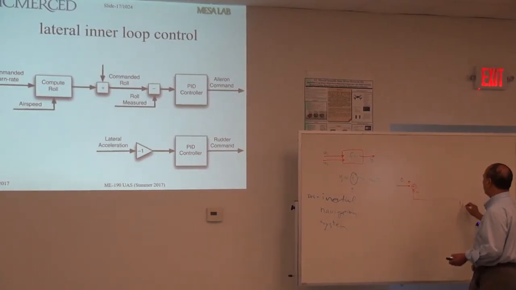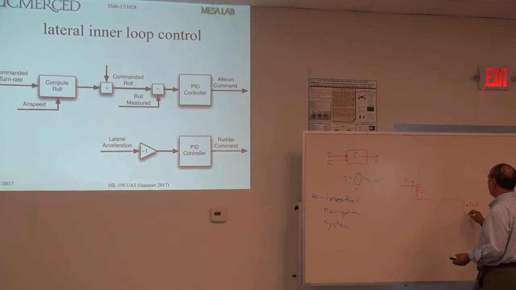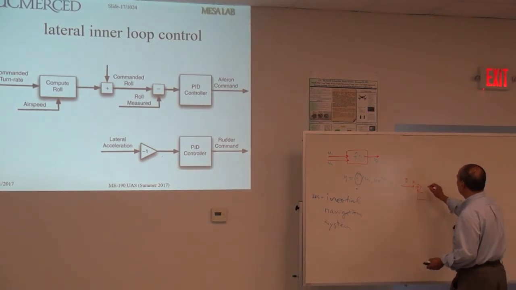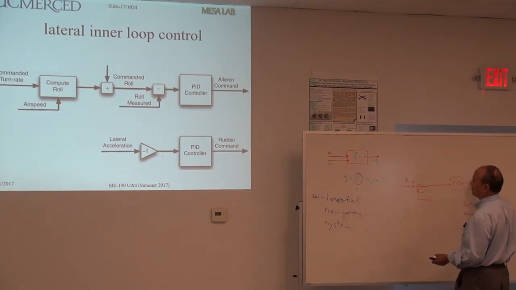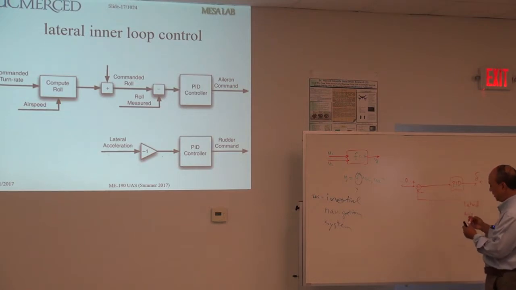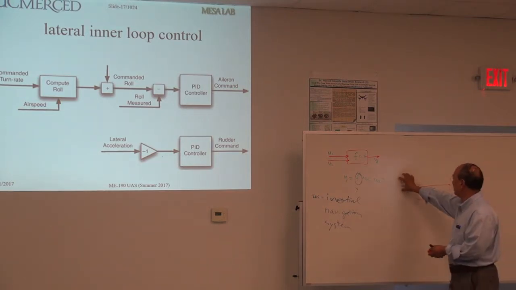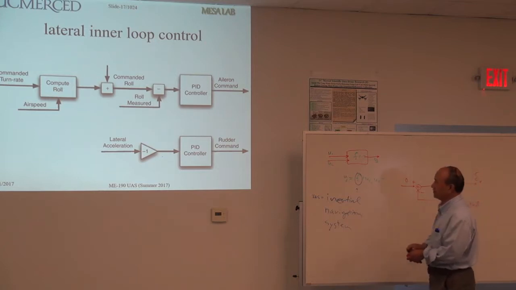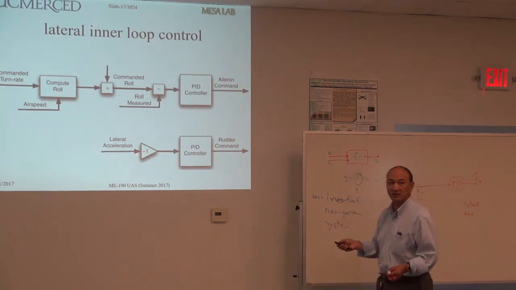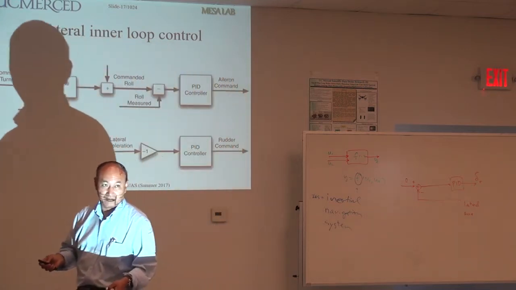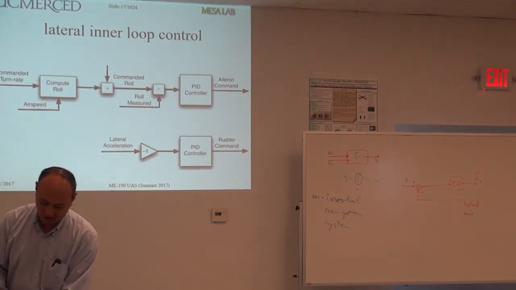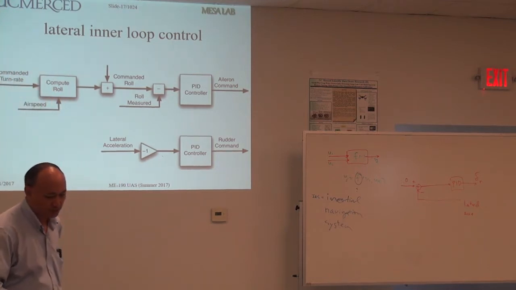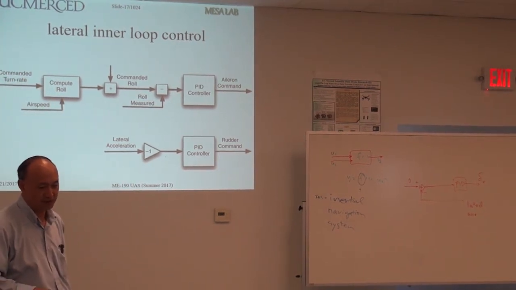So this is my lateral acceleration. Then you have the PID. So then this is the rudder command, delta R. Because the reference is zero, I can directly write this signal with a negative sign here. Do you see a negative sign? So that's why. It's basically zero minus this guy, and zero minus this guy is minus this guy, okay? So that's for the lateral inner loop.